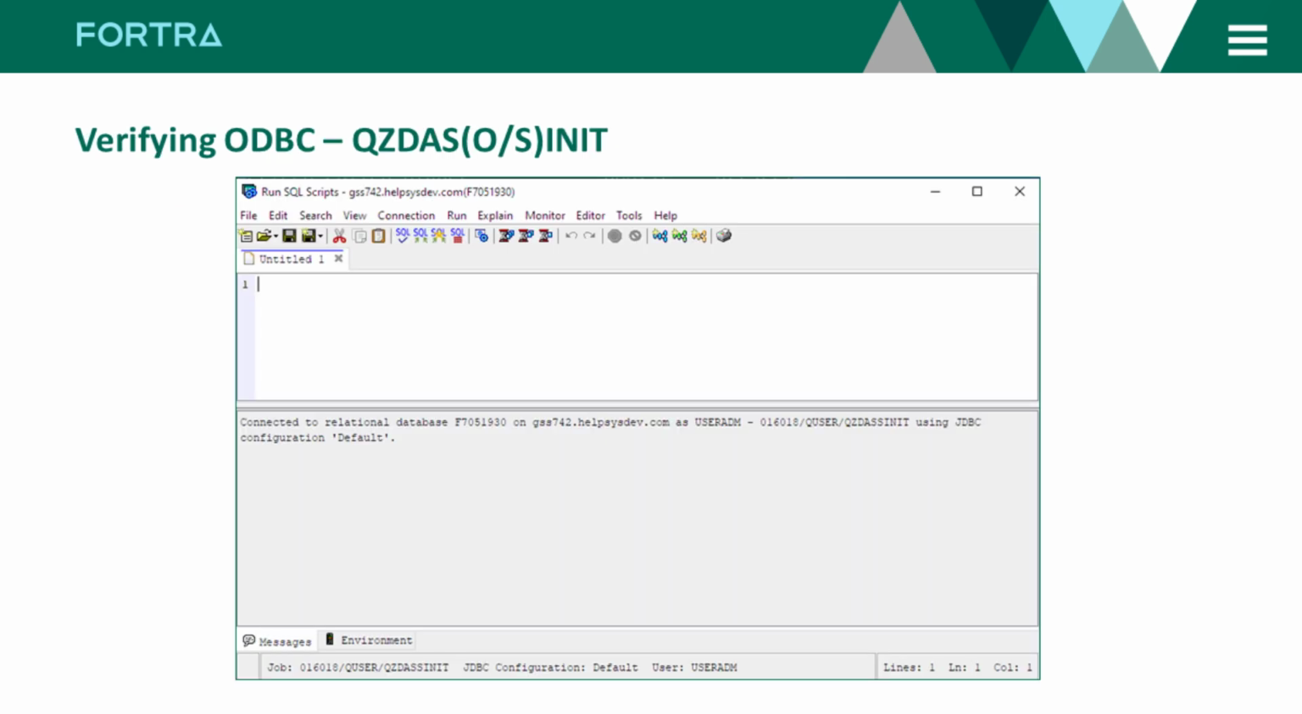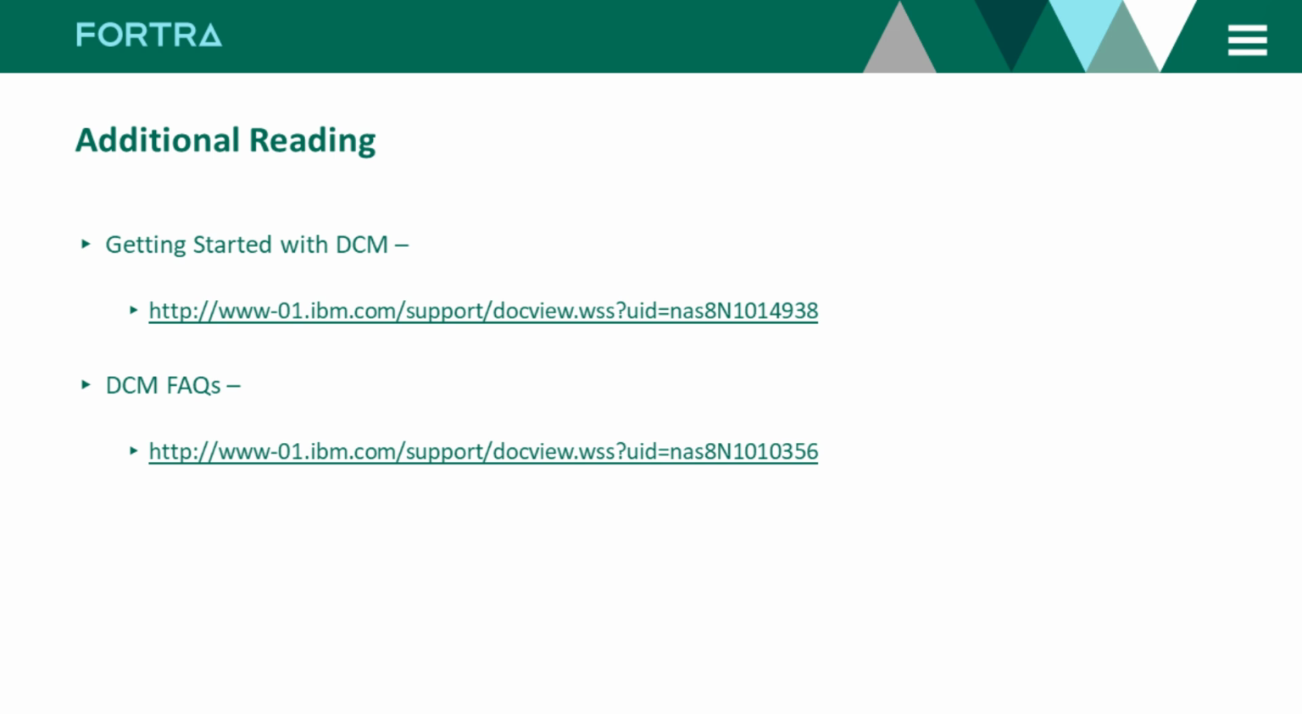And then to verify that ODBC is actually using secure communications, you're going to see a different job. Many of us are familiar with the QZDASOINIT. Well, that's the open, unencrypted, everything's in the clear. When you're using the encrypted sessions, it's going to replace that O with an S. So that's going to be a secure session. And you can see that in the job at the very bottom of these connection windows. So that's how you can verify that this is all actually happening.